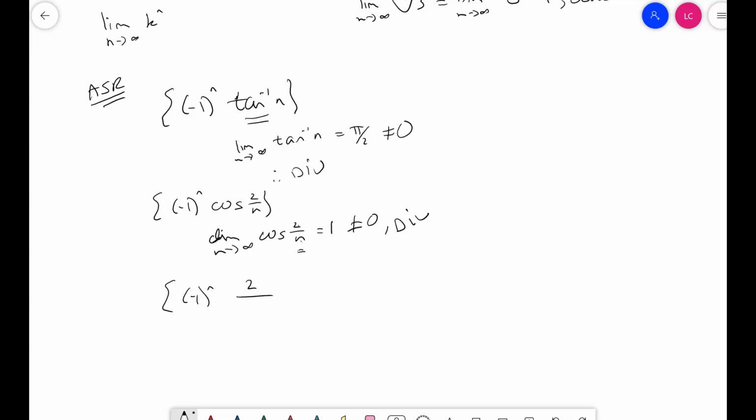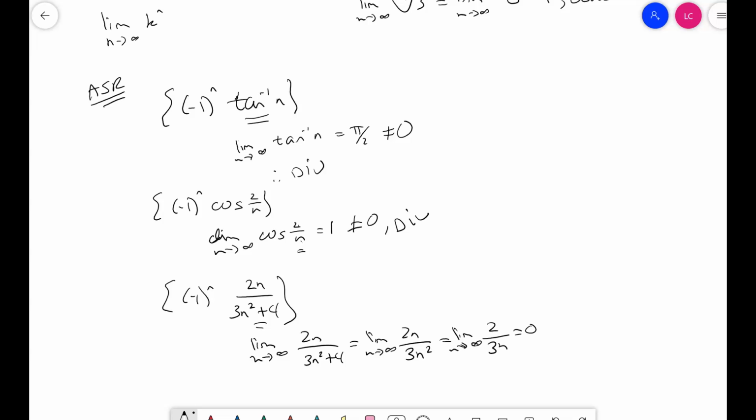It's only when the limit of the positive part equals 0, so let me give you a nice one that does work: 2n over 3n squared plus 4. Taking the limit of the positive part, 2n over 3n squared plus 4, I wouldn't use L'Hopital's. I would just go right to highest powers. So 2n over 3n squared. The n's cancel, so I get 2 over 3n. That gives me 0, which means it converges. Okay, so that's a little bit of a review of sequences.